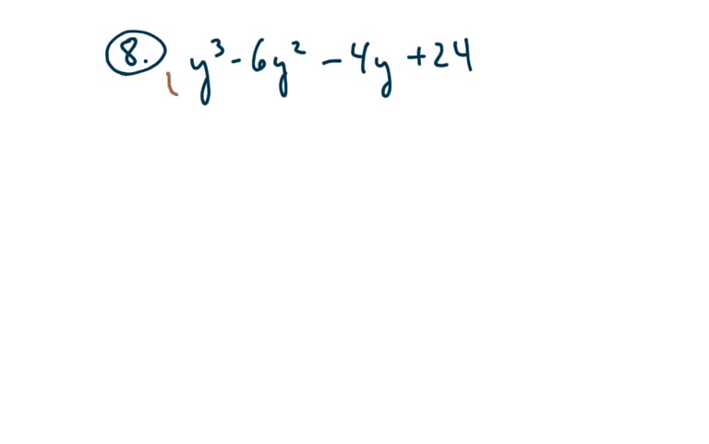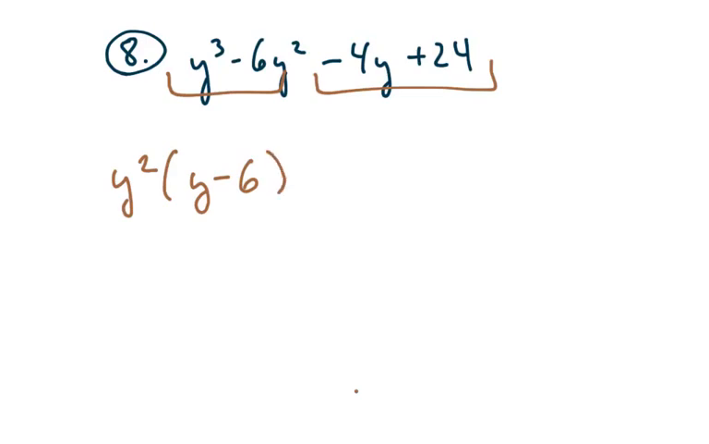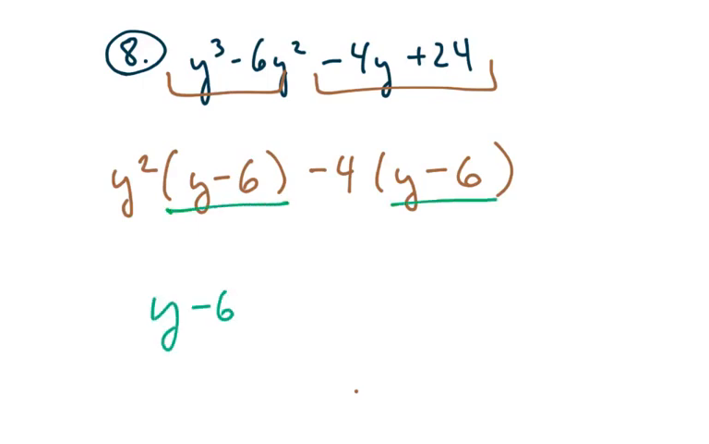So we're left to pairing these. And so we'll take out a y squared, which leaves me with y minus 6. Over on the back side, we're going to take out a negative 4. Watch your signs, y minus 6. And this is usually what ends up happening. So we see we have y minus 6 in common. We factor that out. We're left with y squared minus 4.